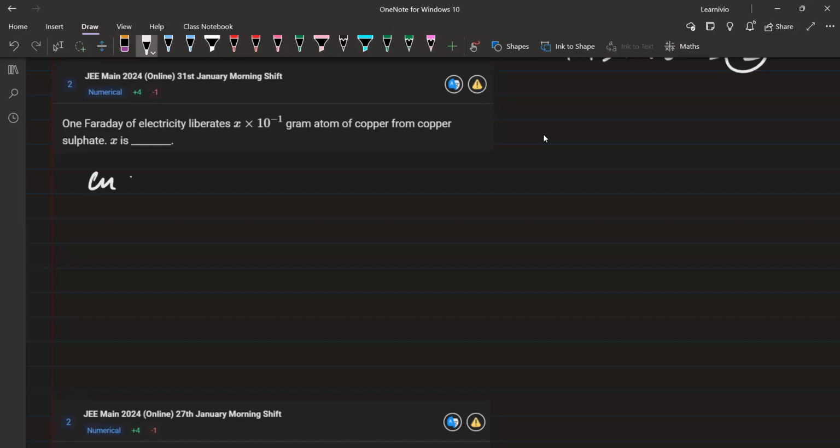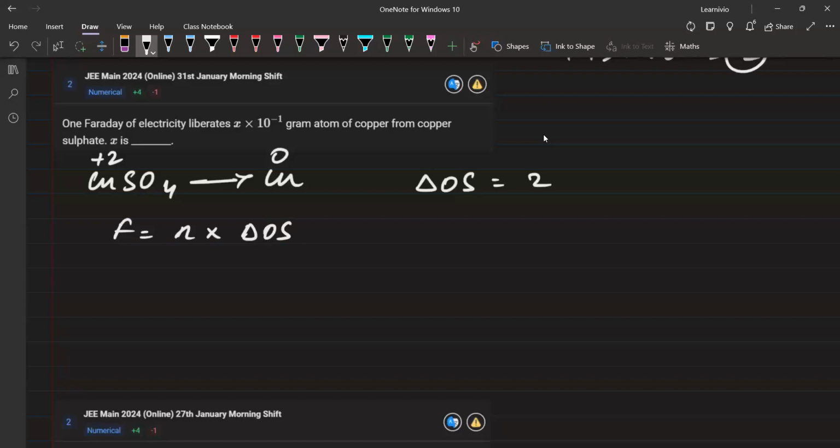So copper sulfate is what? CuSO4 to copper. So here you are having +2 oxidation state and here you are having 0. So delta OS is equal to how much? 2. So you can say that if I'm assuming it to be 1 mole, then Faraday is equal to N into delta OS. So 2 Faraday will be giving you 1 mole into delta OS, which is 2. So 2 Faraday will be giving you 1 mole of copper, we can say.